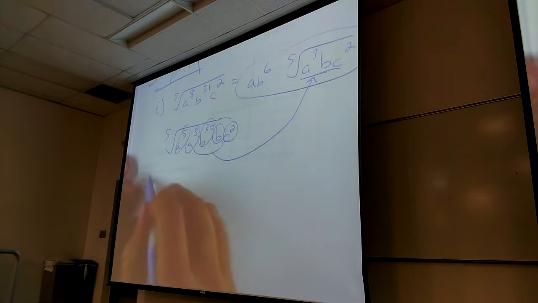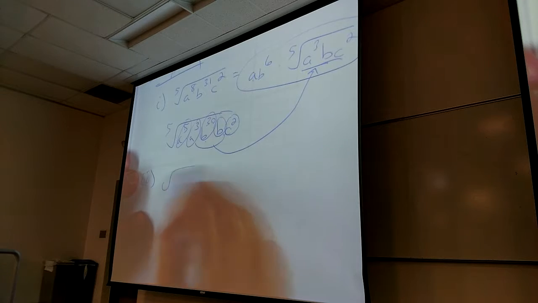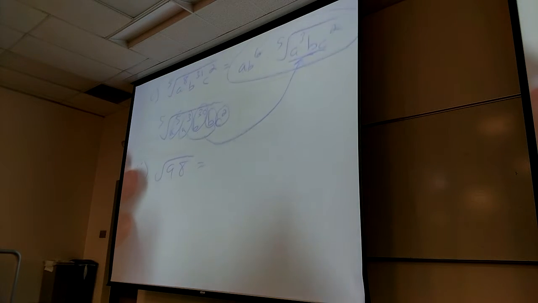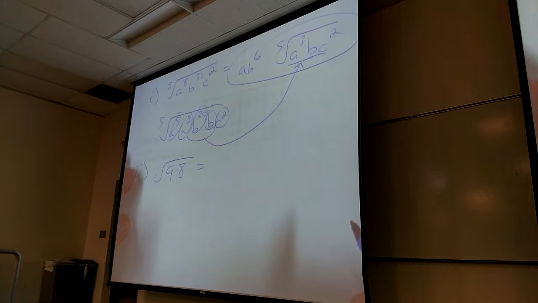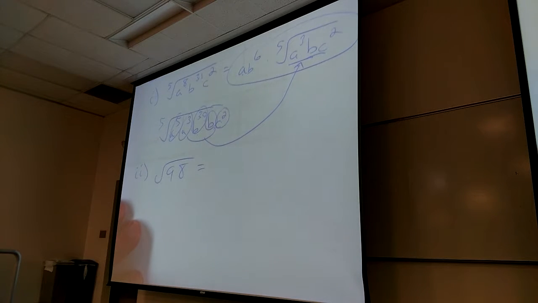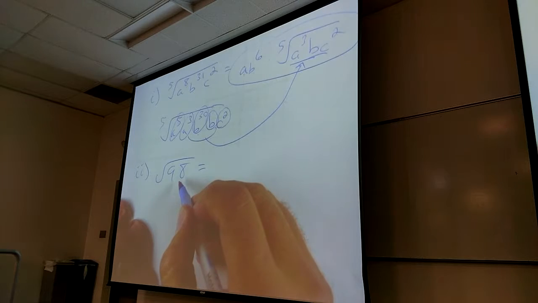And that's a lot like when I do something like square root of 98. How would I do that? Don't be trying to do square root of 98 in your head, because you can't. What's the square root of 100? 10. So the square root of 98 is a little bit below 10. But I want a more exact answer. How do I do this problem?